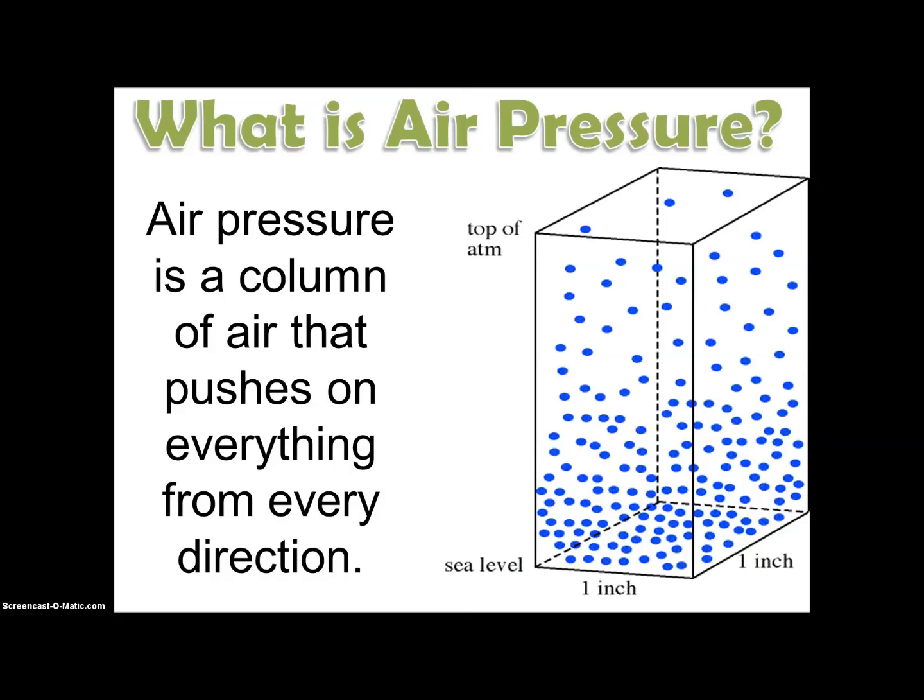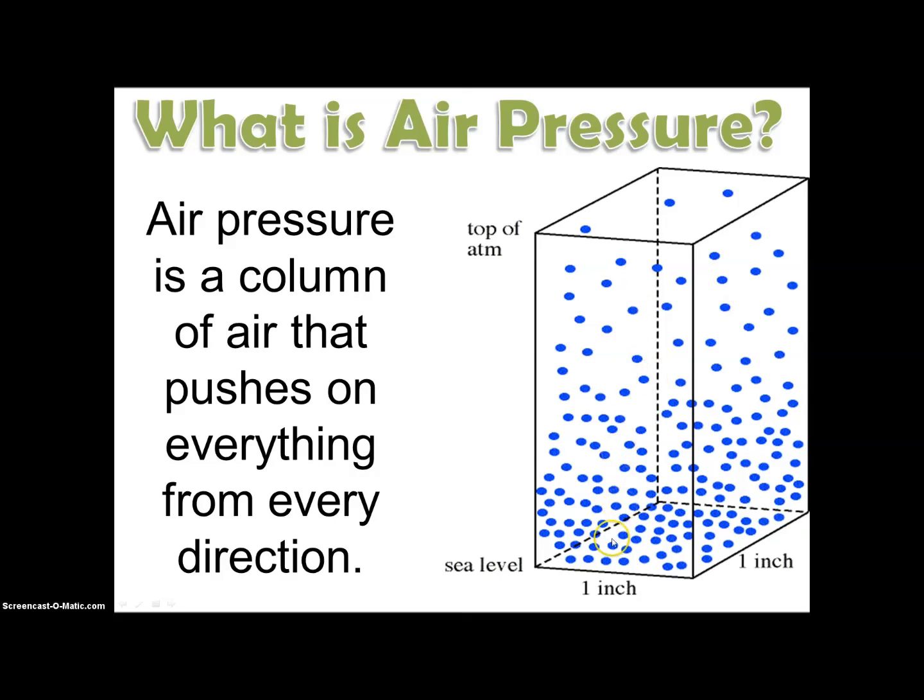So find some space on your matrix, maybe on the back, that type of thing, and let's write down the definition of air pressure. Air pressure is a column of air that pushes on everything from every direction. So if you can imagine a column of air coming down from the top of our atmosphere to where we are on the planet, and all of that air pushing down on or towards the planet and in every other direction, that would be air pressure.